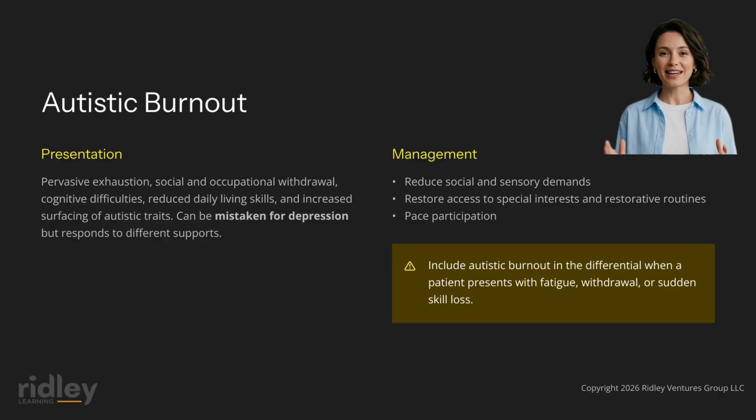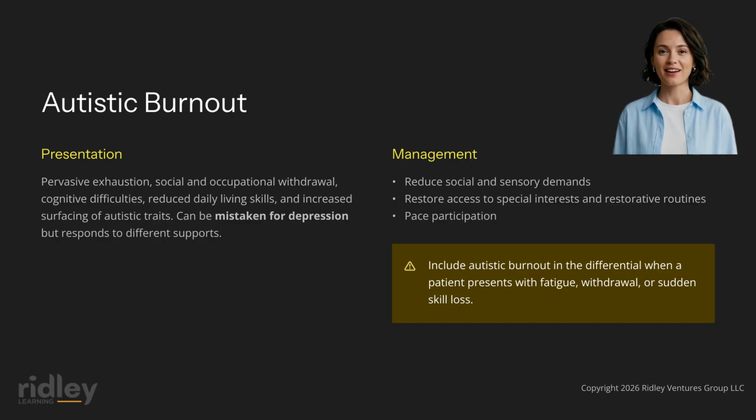Autistic burnout is a related but distinct construct. Ali and colleagues in 2025 conducted a systematic review and characterized it as involving pervasive exhaustion, social and occupational withdrawal, cognitive difficulties, reduced capacity for daily living skills, and an increased surfacing of autistic traits. These symptoms can be mistaken for depression, but respond to different supports. Addressing burnout, according to the synthesized evidence, requires individual coping strategies, clinical recognition including distinguishing burnout from depression, and broader societal and workplace acceptance of autistic ways of being.